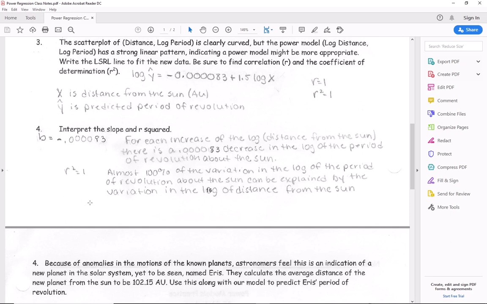So almost 100% of the variation in the log of the period of revolution about the sun can be explained by the variation in the log of distance from the sun. Same thing, we just threw in the log designations and made it good to go.